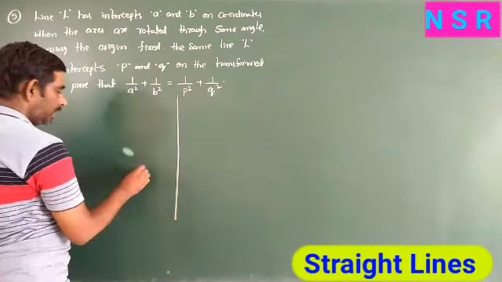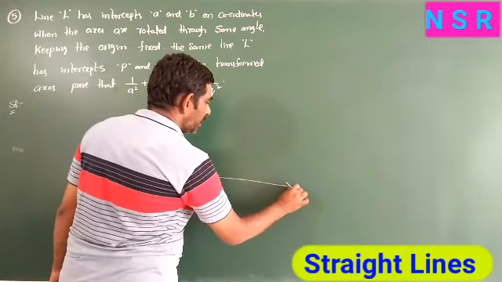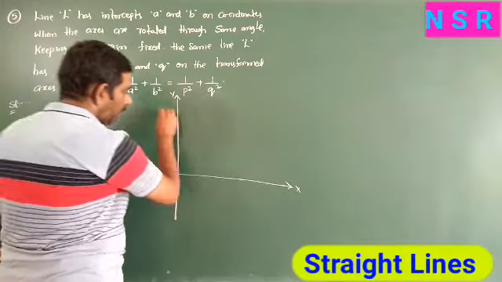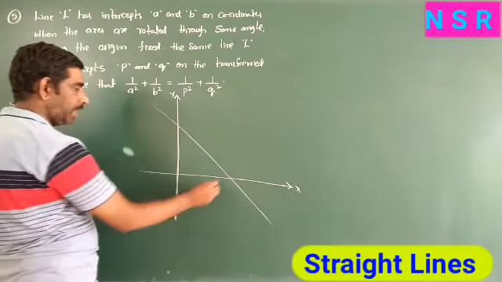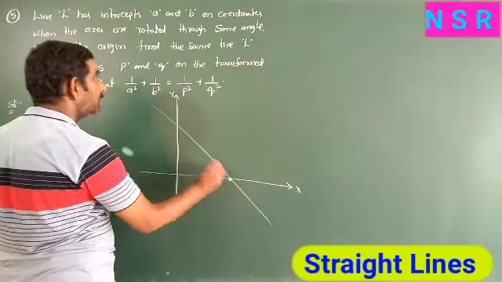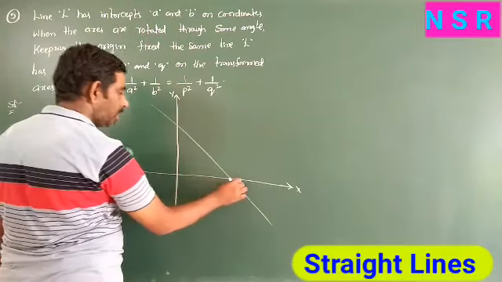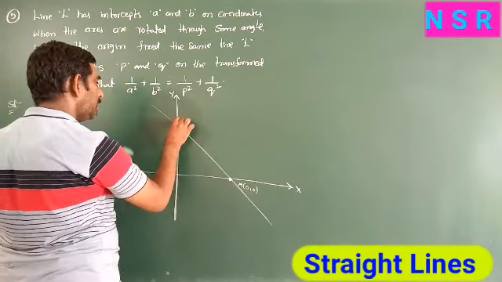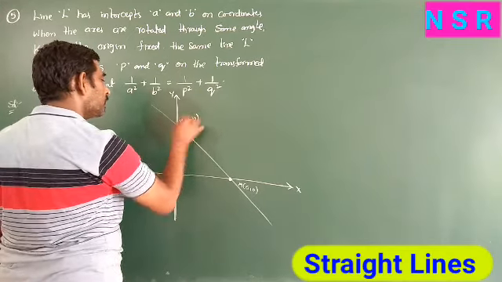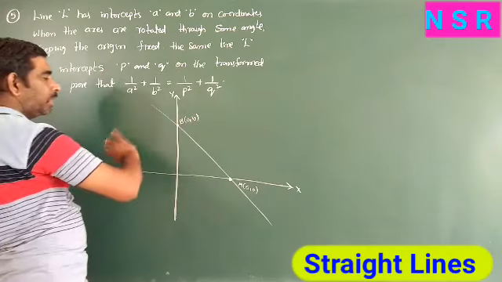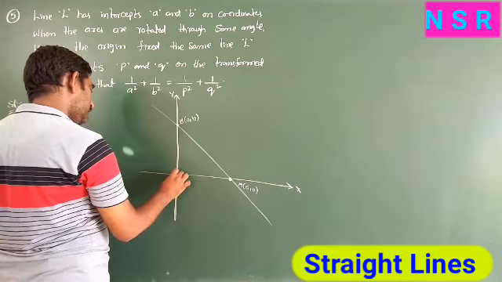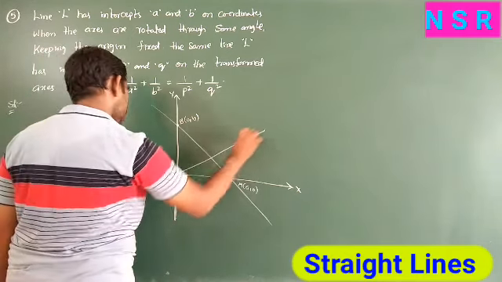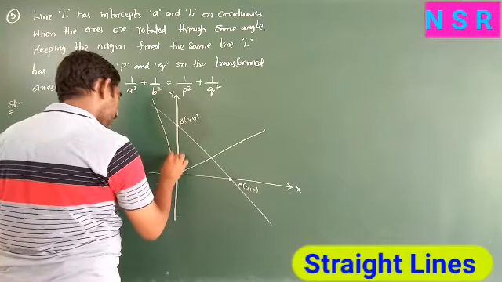So observe the diagram here. This is the x axis and this is the y axis. A line intercepts the x axis and y axis at intercepts a, b, meaning here a comma 0 and here 0 comma b. After rotating the x axis and y axis, this is the origin, so the origin is fixed, just you rotate the x axis and here rotate the y axis.